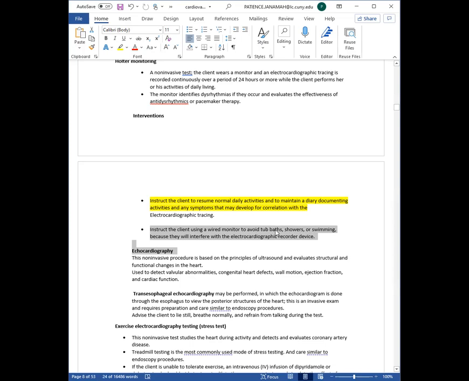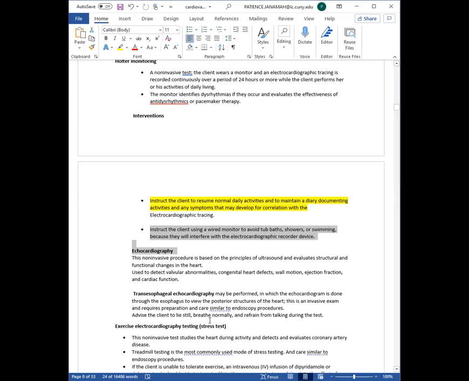You can't fill up the tap and go throw yourself in there. So they need to avoid all that, because they will interfere with electrocardiographic recording devices. So we all know you cannot go into the shower with your phone. Anything that is electronic, you cannot mess with it with water.